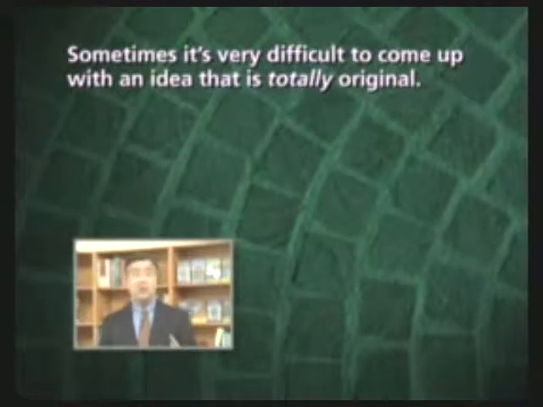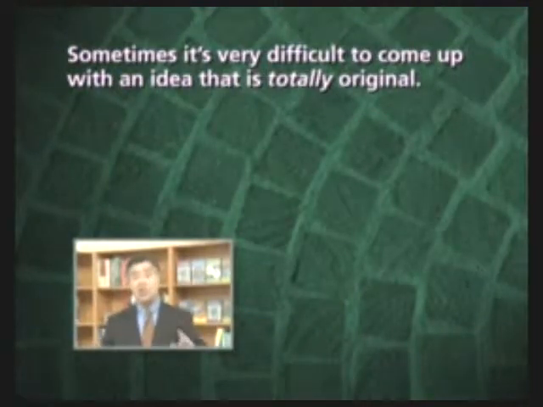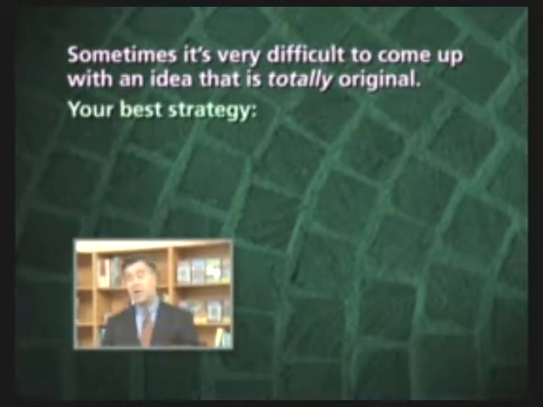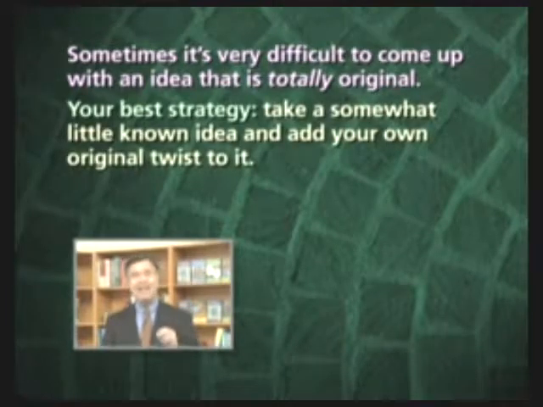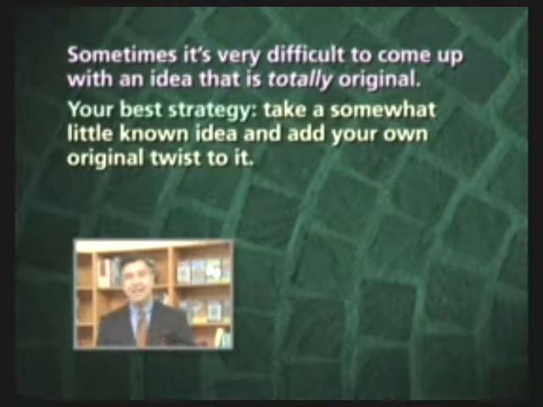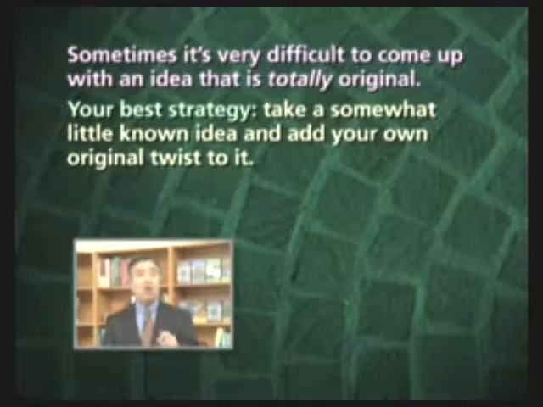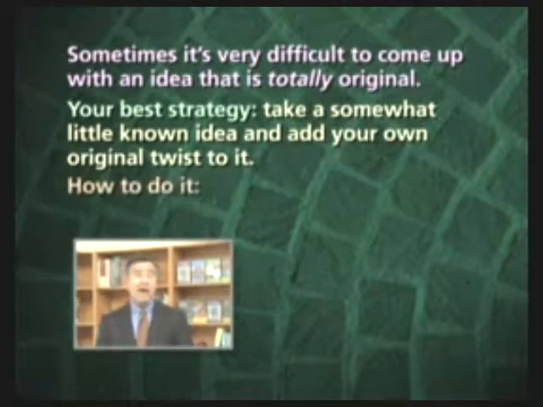I guess you could come up with a thesis like Abraham Lincoln was really a space alien who landed on Earth from a flying saucer, and that would probably be pretty original, but it would be so bizarre that it wouldn't make a very good thesis for your research paper. So in a crowded field like American history, it's very difficult to come up with an idea that is totally original. Your best strategy is probably to take a somewhat little-known idea like this one and then add your own original twist to it. How can you do that?